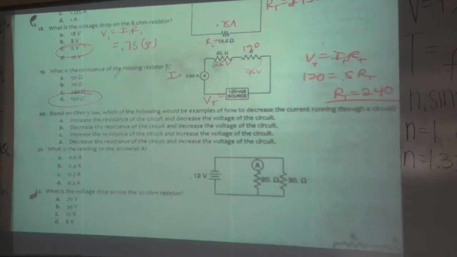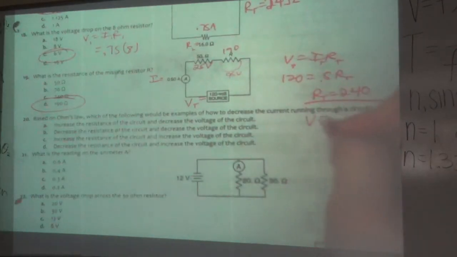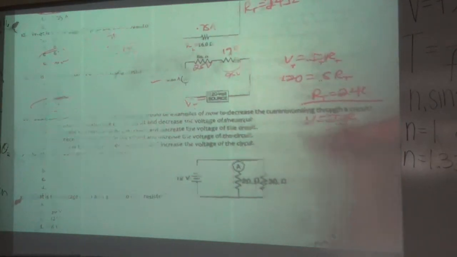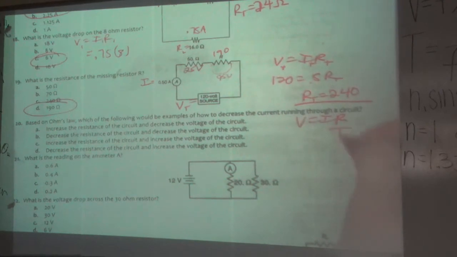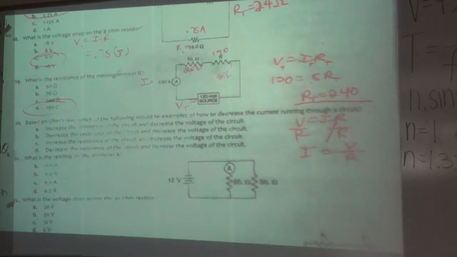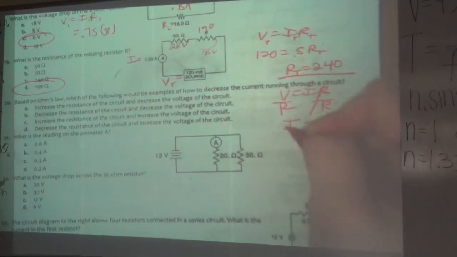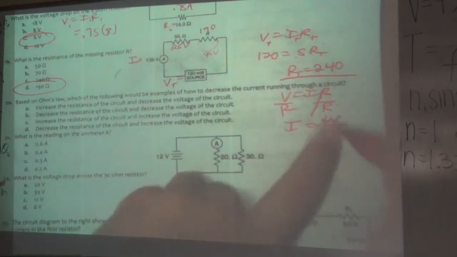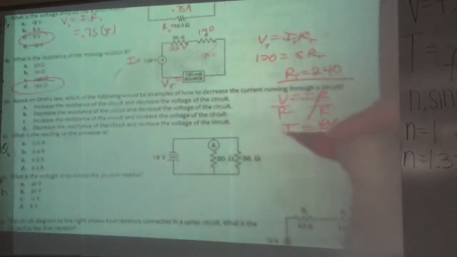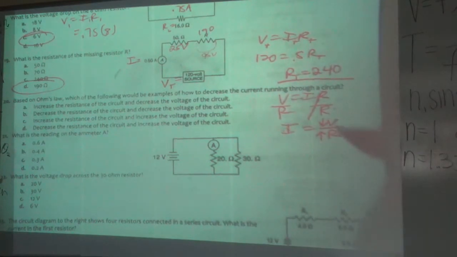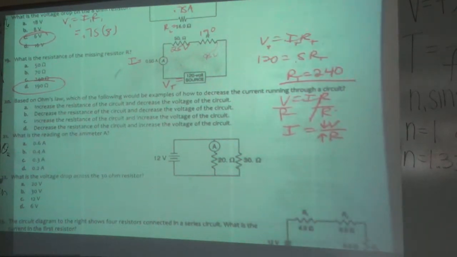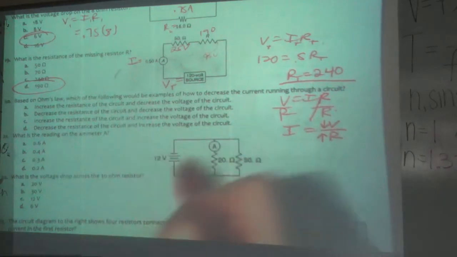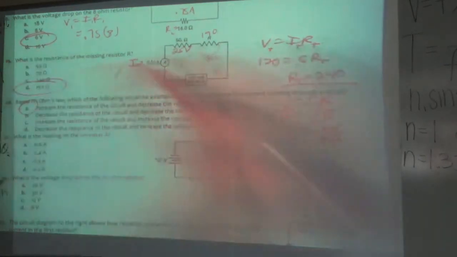Which of the following would be the best way to decrease the current running through a circuit? So I'm going to use my V equals IR. I'm going to divide the R over. So you can say that current is V over R. So if you want the least current, you want a small voltage and you want a big resistance. If you want a big current, then you want big numbers on top dividing by small, but I want a small current, so I want small numbers on top and divide by big numbers. So decrease the voltage and increase the resistance, which is A.